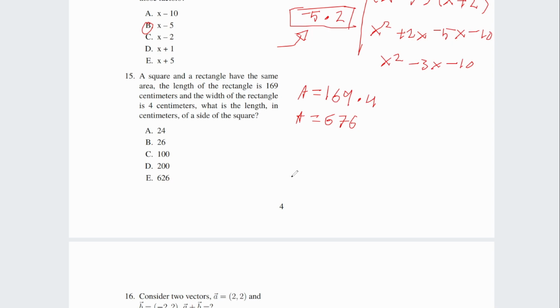And so we know that the length of a side of a square is going to be the square root of the area. Right, we know that the length of the side of the square is the square root of the area. So, in other words, the length is going to be the square root of 676, and if we break out our calculators, we realize that this is going to be 26. So the answer choice is B.